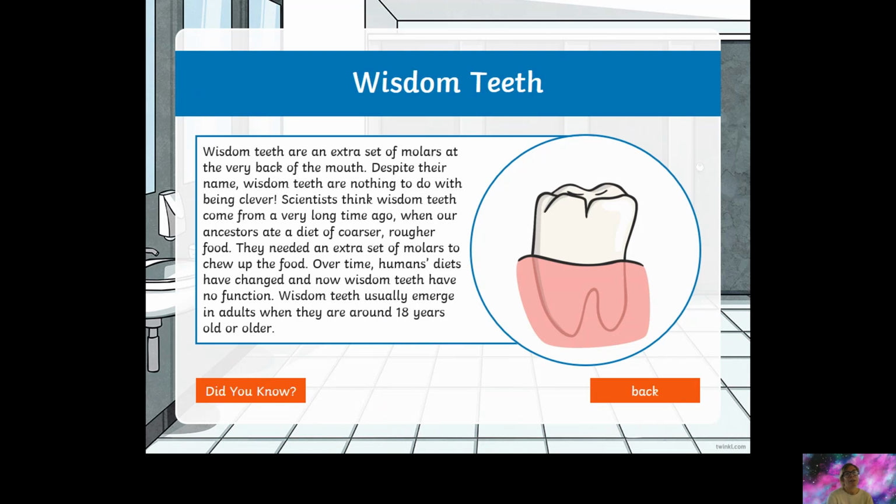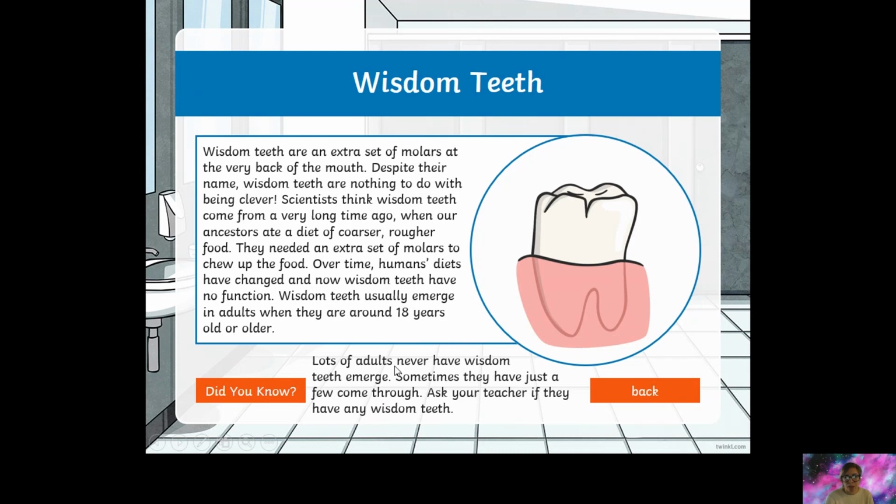But I know that not everyone gets their wisdom teeth because my dad is a dentist, and so he used to tell us lots about teeth. So I think I've got one of my wisdom teeth, but that's all. So there you go. Did you know lots of adults never have wisdom teeth emerge? Sometimes they have just a few come through. Ask your teacher if they have any. Well, I've just told you I have one wisdom tooth. Yes, I was going to say something else, but I can't remember what it was.